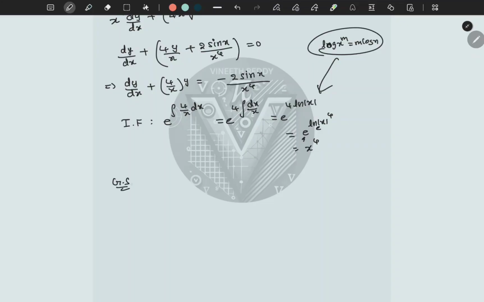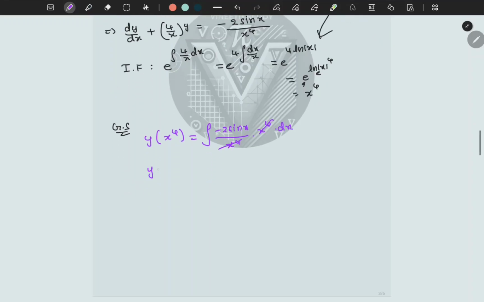The general solution should be y into the integration factor, that is x power 4, equals the integral of q, that is minus 2 sin x divided by x power 4, into the integration factor dx, right? So this and this get cancelled. So we have y into x power 4 equals minus 2 integral sin x dx. So x power 4 into y equals, the integral of sin x being minus cos x, 2 cos x plus c.